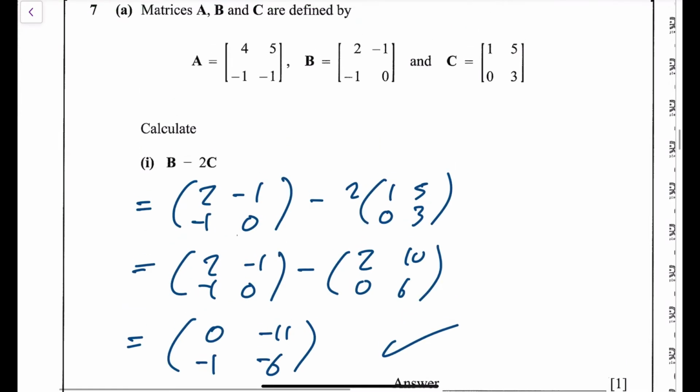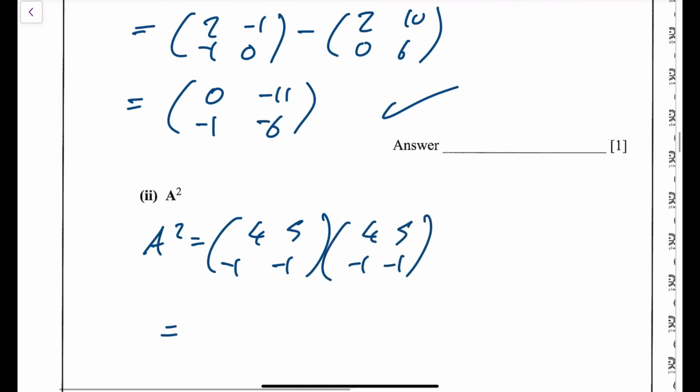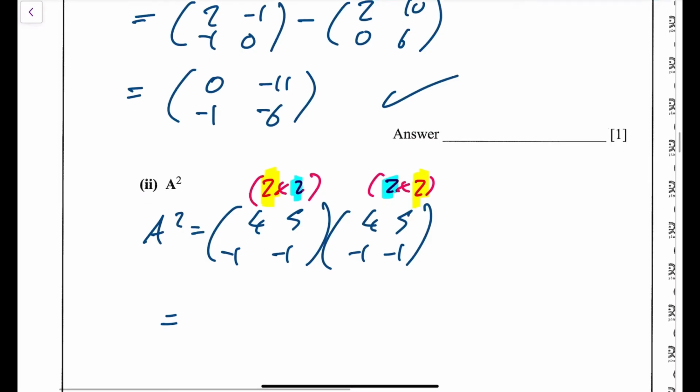Next one is to find A squared. To find A squared is going to be A, which was that, times A again. So again, let's just look at what we've got. We've a 2 by 2 by a 2 by 2. So it's compatible, first of all, because the two inside numbers are the same. And the order of the result is the outside. So you're going to get a 2 by 2 as the result.